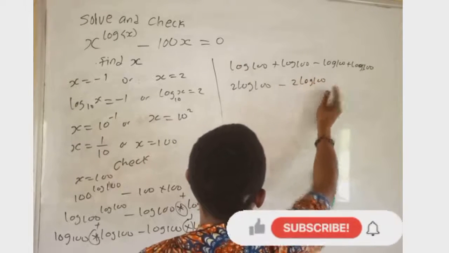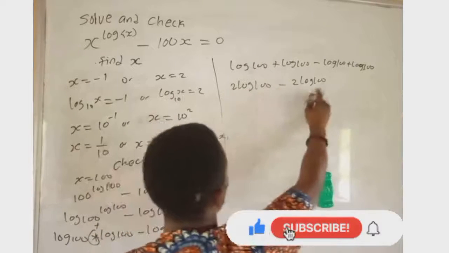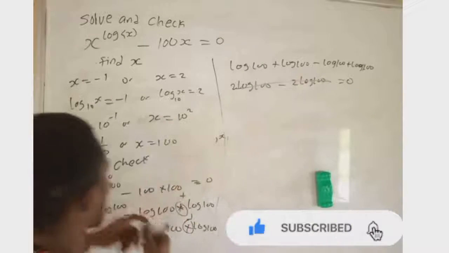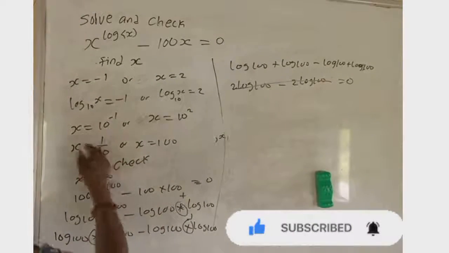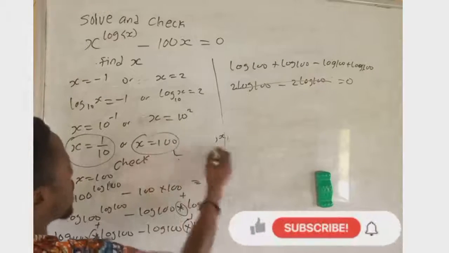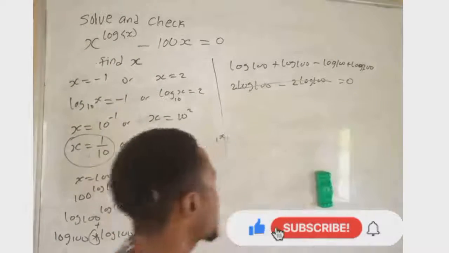So here we have minus 2 log 100 minus 2 log 100. This one gives us 0. So it means that our value of s is correct. So the value of s is equal to 1 over 10, and the value of s is equal to 100. So that is how to check it, since this equation now leads to 0. So it means that our answer is correct.